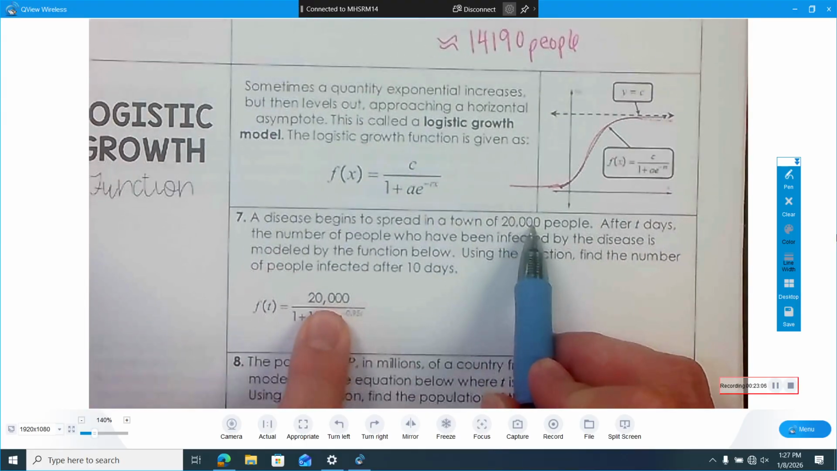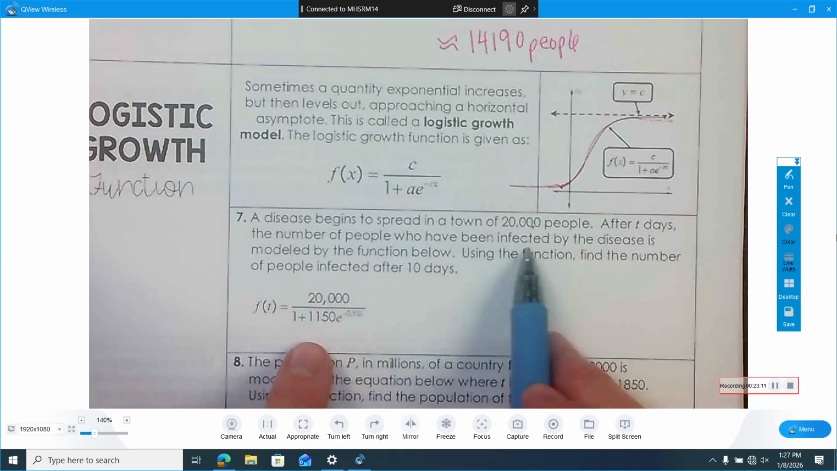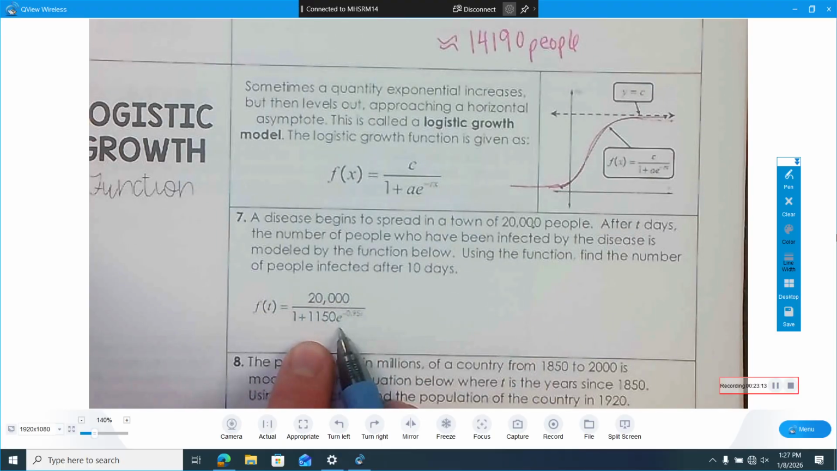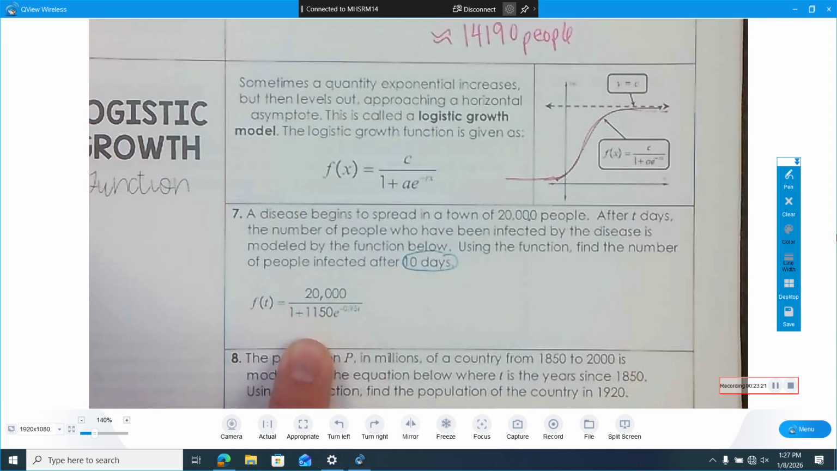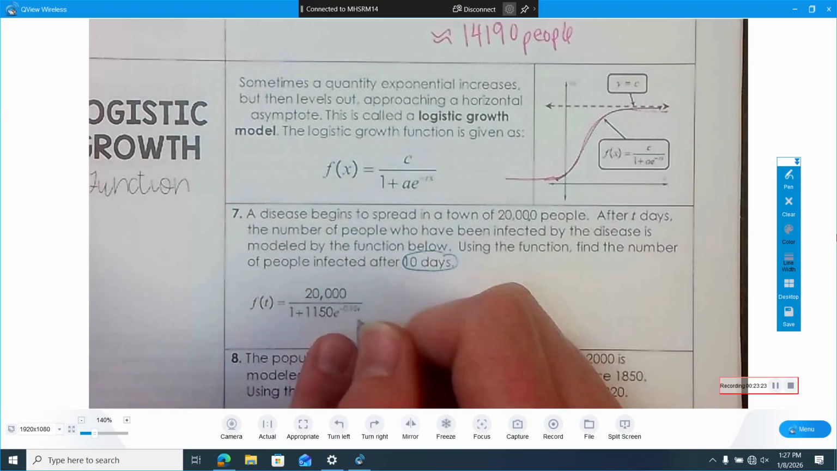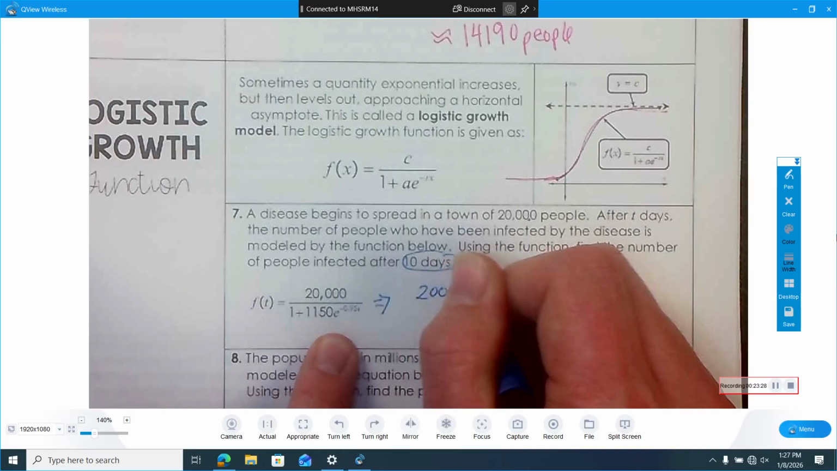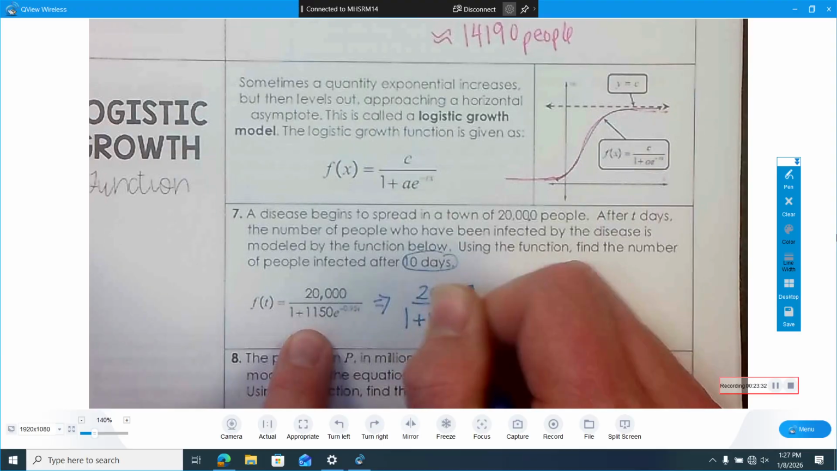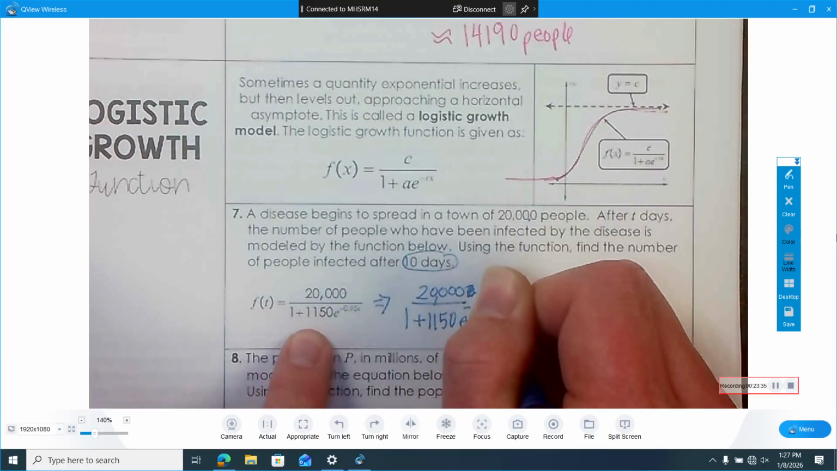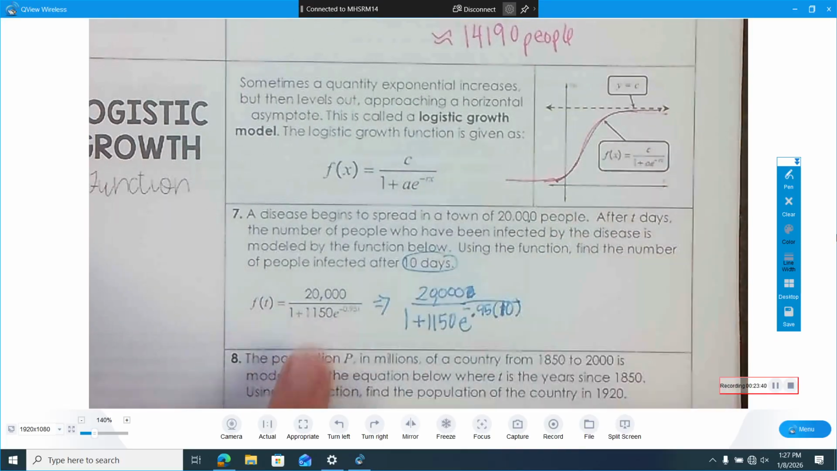You can see that 20,000 is on top, that's the initial amount. And after t days, the number of people who have been infected by the disease is modeled by this function below. Using the function, find the number of people affected after 10 days. What do they want us to do with the 10 days? Plug it in for t right there. So we have 20,000 people over 1 plus 1150 e to the negative 0.95 times 10 days. So we are just plugging in the 10.